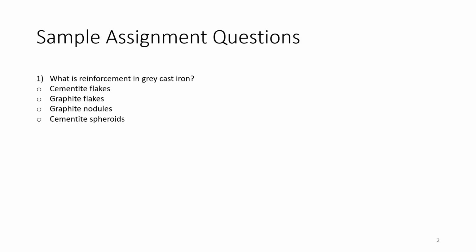Okay, so the first question is: what is reinforcement in grey cast iron? Your options are cementite flakes, graphite nodules and cementite spheroids. In case of grey cast iron, you should remember the microstructure of grey cast iron. There will be flakes of graphite, which also give it a grey appearance, and this also provides some mechanical properties that cast irons possess. So the correct answer here will be graphite flakes.